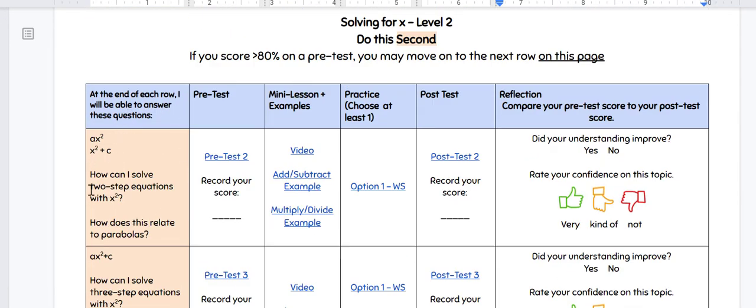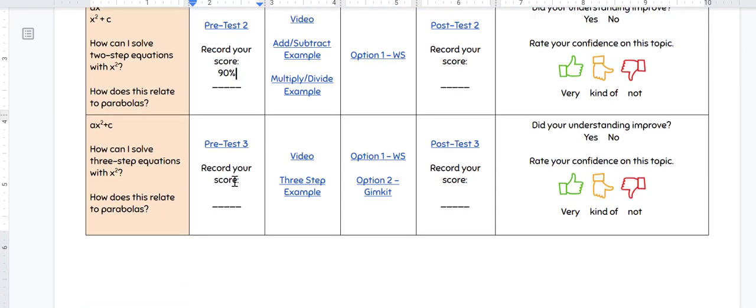So now there's a few different types of problems, and you're going to go through in the same way. You're going to take the pretest. And this one says if you score more than 80% on the pretest. So let's say you take the pretest and you do get a 90% on this. Then that means you can answer these questions and you don't really need to go through and do the practice, do the mini lessons. You don't need to even take the post test. You can go ahead and move on to level 3 here.